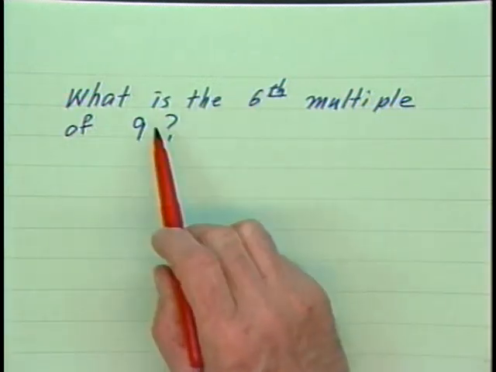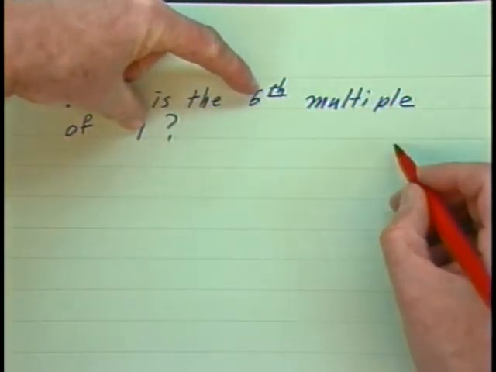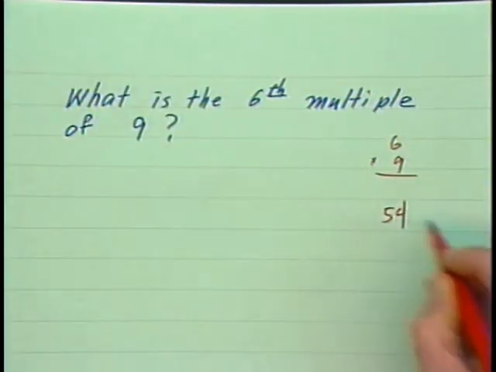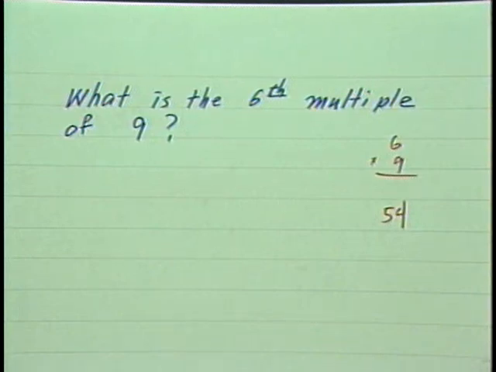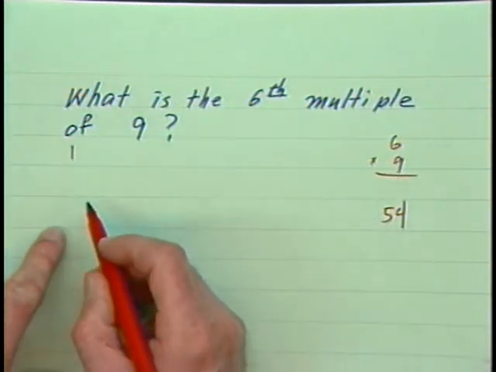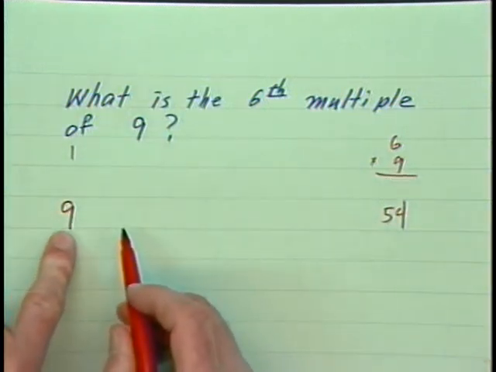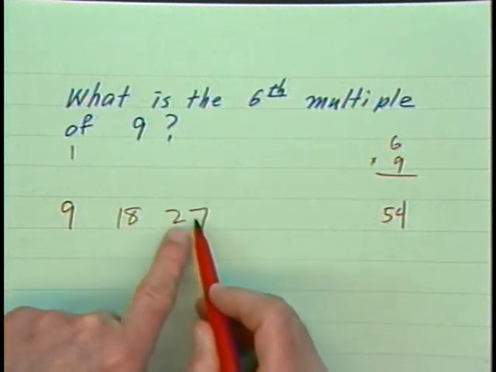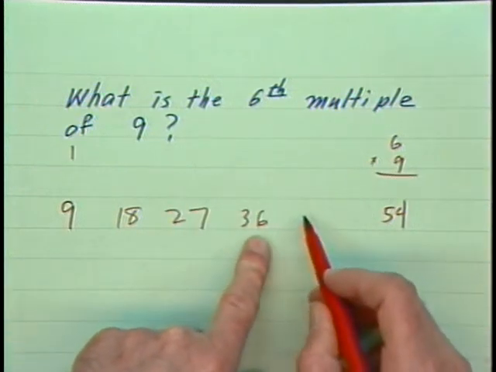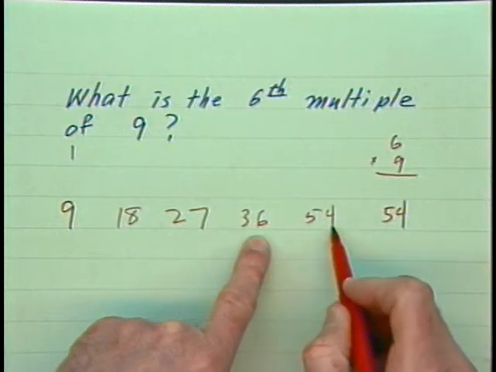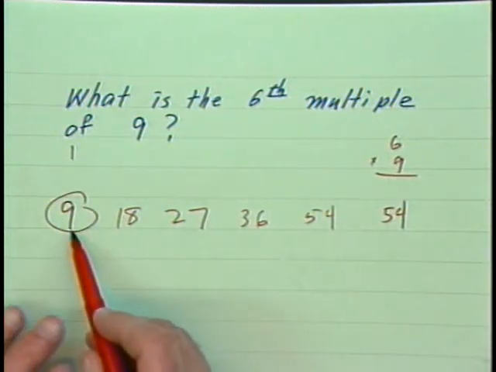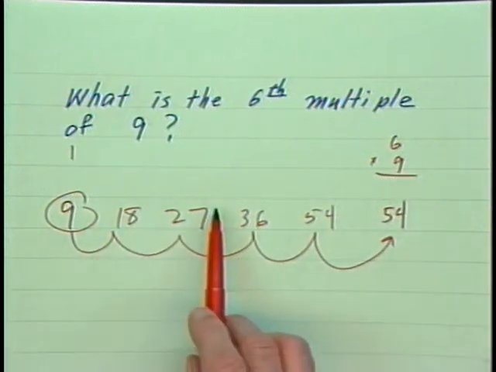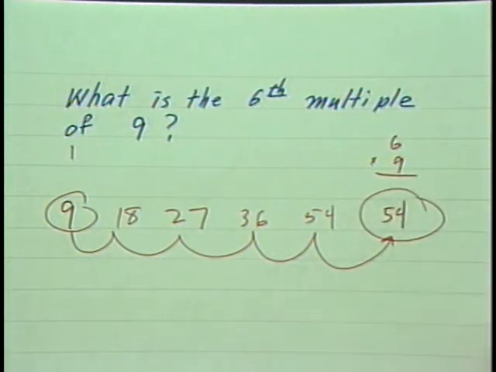What is a sixth multiple of 9? Well, it's simply 6 times 9, which is 54. Now, what do we mean by multiple? Well, it means if I started with 9 and counted by 9s, so 9 and 9 is 18, 18 and 9 is 27, 27 and 9 is 36, 36 and 9 is 45, 45 and 9 is 54, that if I counted by 9s, the sixth number I would get to by thus counting by nines is 54.